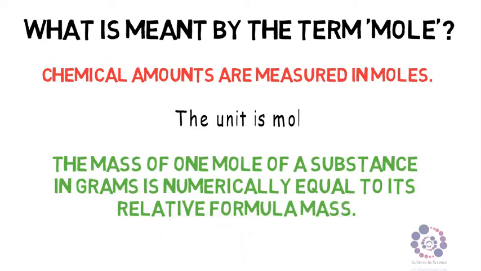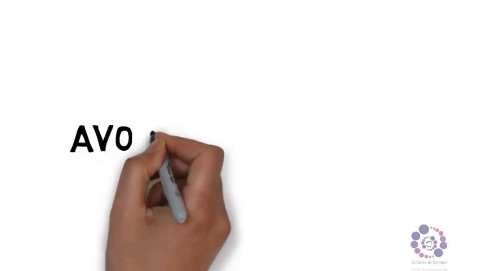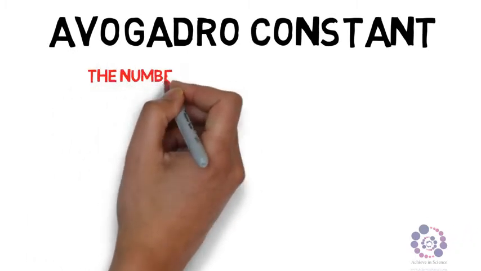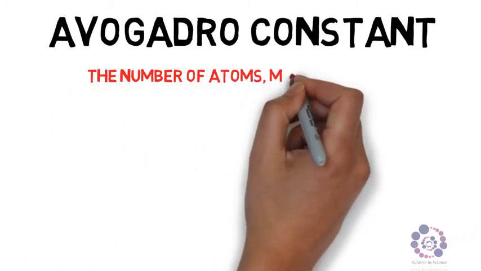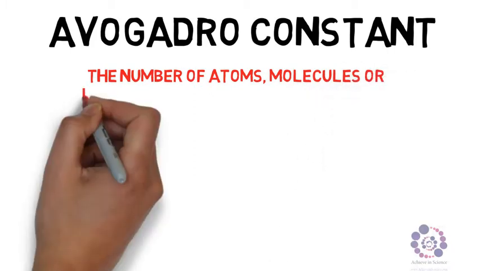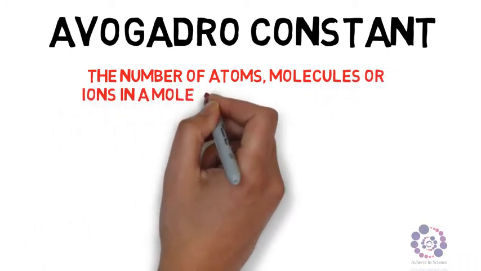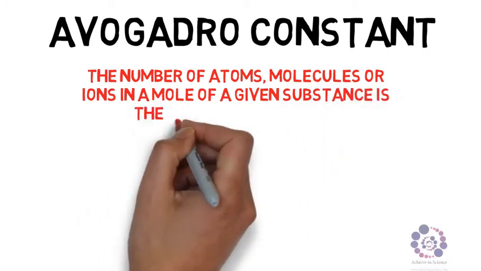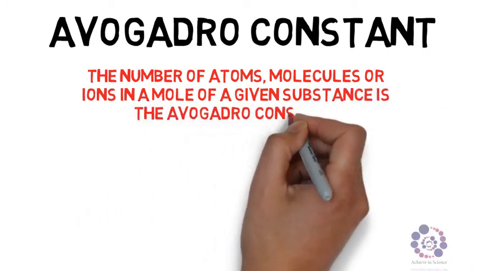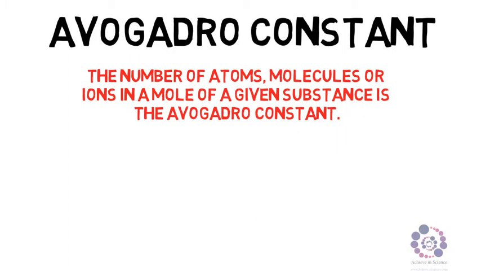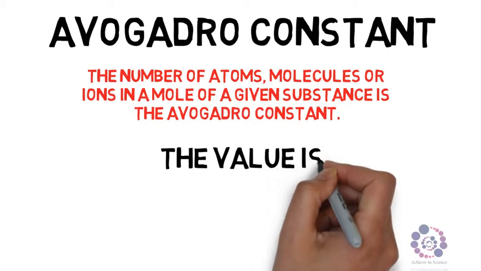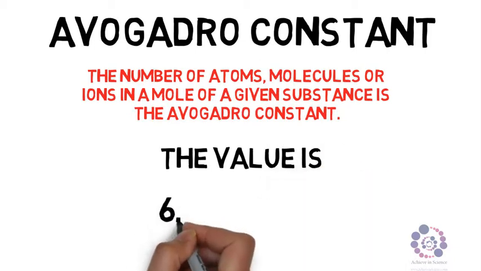Now, as well as mole, you also need to know about Avogadro's constant. The definition of this is the number of atoms, molecules, or ions in a mole of a given substance is the Avogadro's constant. And this has a particular value. This particular value is 6.02 times 10 to the 23 per mole.